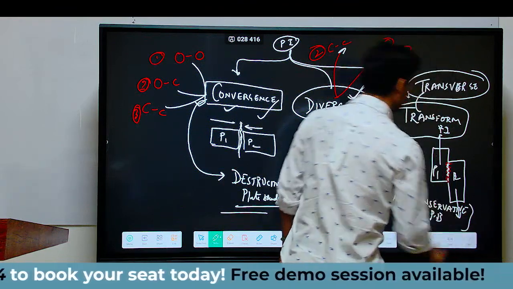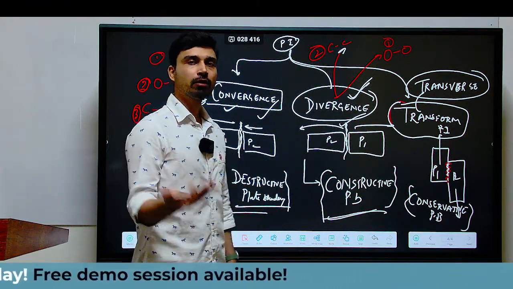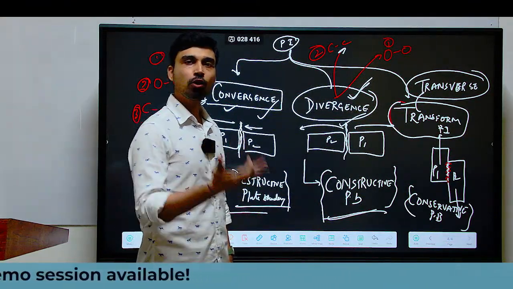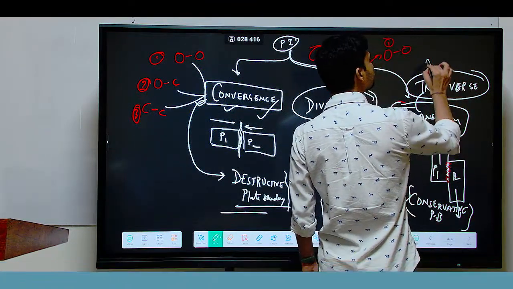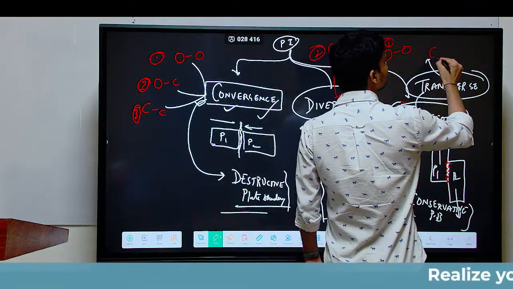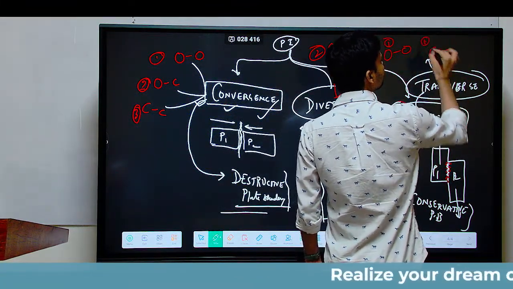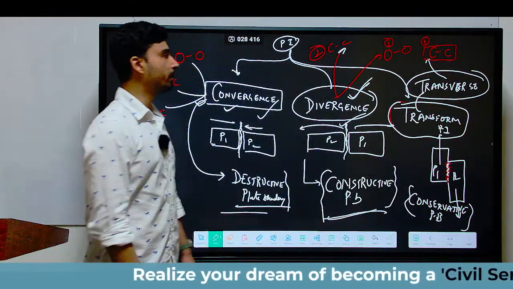So, the transform plate boundary we can refer to as a conservative plate boundary. Why? Because neither is the rock being destroyed nor is new rock being created. And as far as transform plate interaction is concerned, we see on the earth surface only one type of plate interaction, that is the continental transform plate interaction.